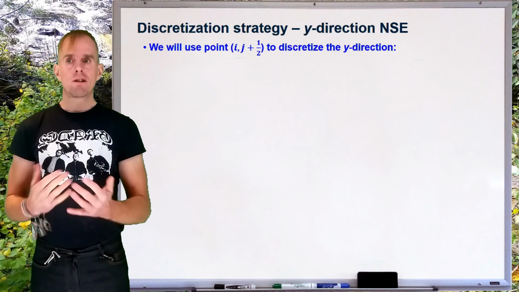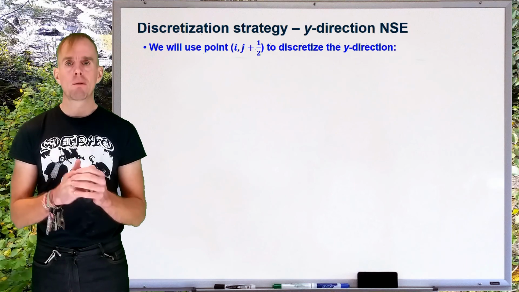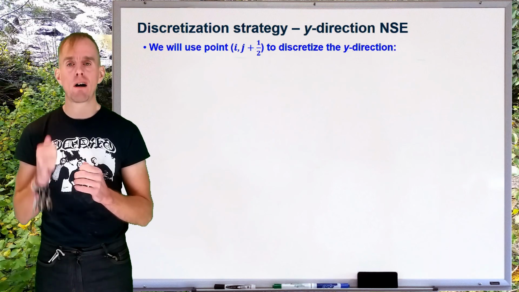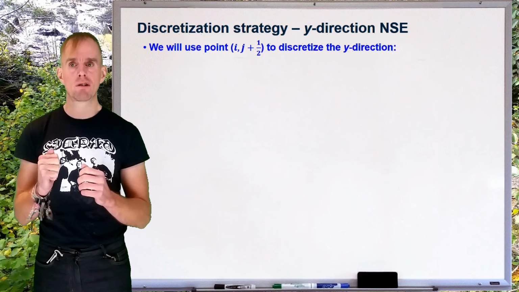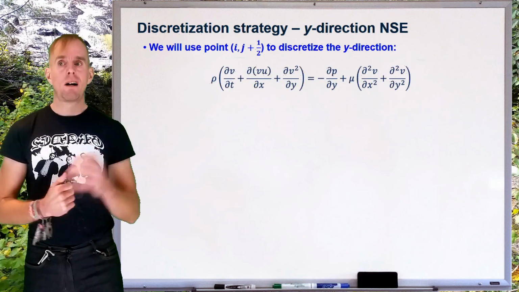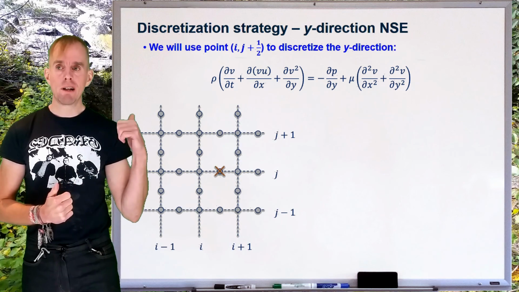Now let's turn our attention to the y direction Navier Stokes equations. We're going to discretise at one of our y points, and our y points are at our halfway positions in the y direction, so for example i, j plus a half. We'll take our y direction Navier Stokes equations and we will take our grid.